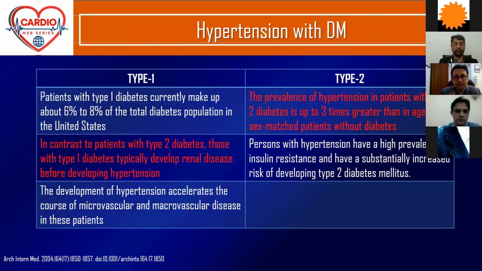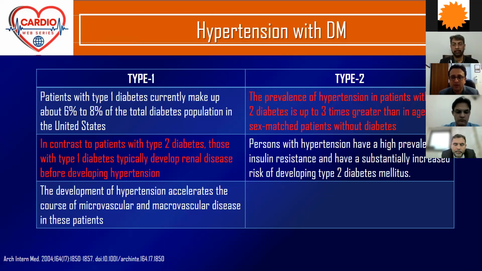Talking about hypertension with diabetes, I think this is the most commonly associated two pathologies that we see in our OPDs on a daily basis. If you look at these highlighted points, these are some of the points that not all of us realize. In contrast to patients with type 2 diabetes, those with type 1 diabetes typically develop renal disease even before they develop hypertension. So these are the patients where you need to keep an eye on proteinuria, and you try to put them on an ACE inhibitor or a low dose ARB ahead of time.